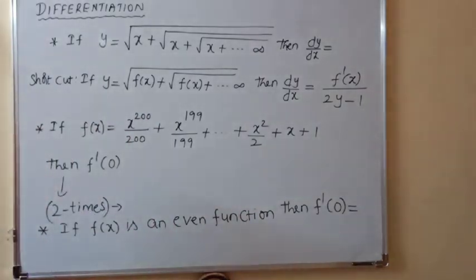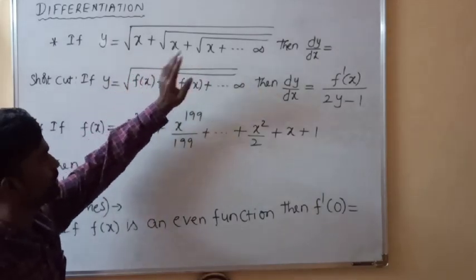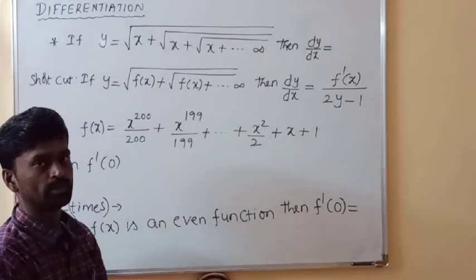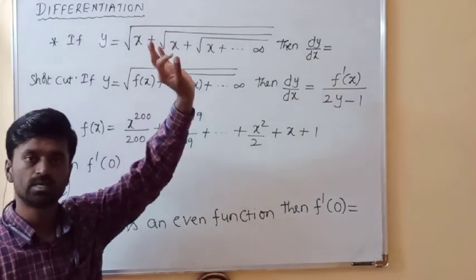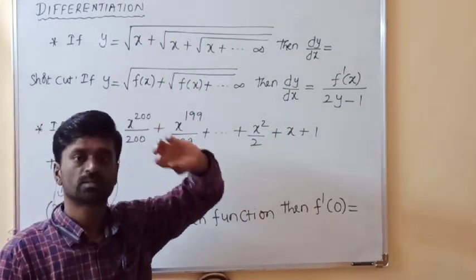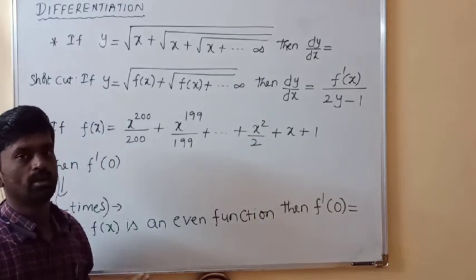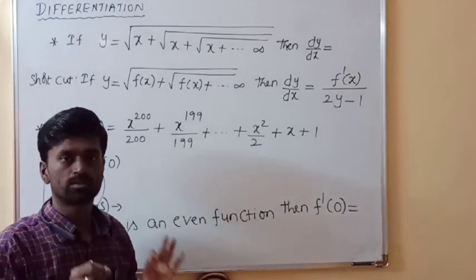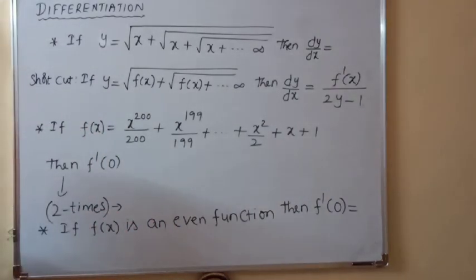Now look at the next set of problems. If y is equal to square root of x plus square root of x plus square root of x plus and so on to infinite terms. It is a PUC model problem only. In KCET, they mostly ask PUC model problems only. So don't worry about KCET maths. It was very easy. For this, a shortcut is also there.